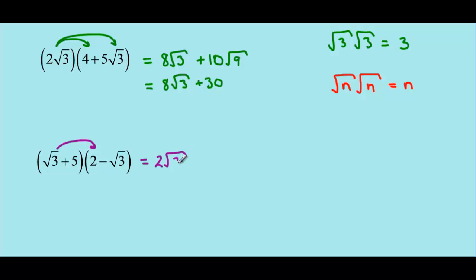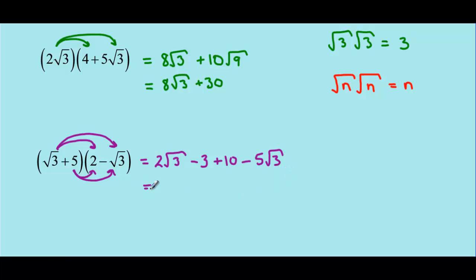Those numbers can't actually multiply to each other because they're different sorts of things. Root 3 times negative root 3. Well, we have that situation where we're multiplying a radical number by the same number. So we know that's just going to equal negative root 9, which is 3, so negative 3. Then we have 5 times 2. 5 times 2 is 10, positive 10. And 5 times negative root 3 is negative 5 root 3.